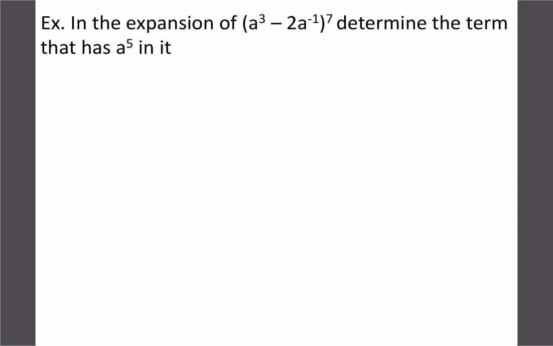Okay, so let's try one more. So it's another similar question, but it's asking what would be the term that has a to the 5th. So this one's a little bit harder. They don't tell you the second or third or fifth term. So let's actually do the first couple, and then maybe we'll figure out the pattern.